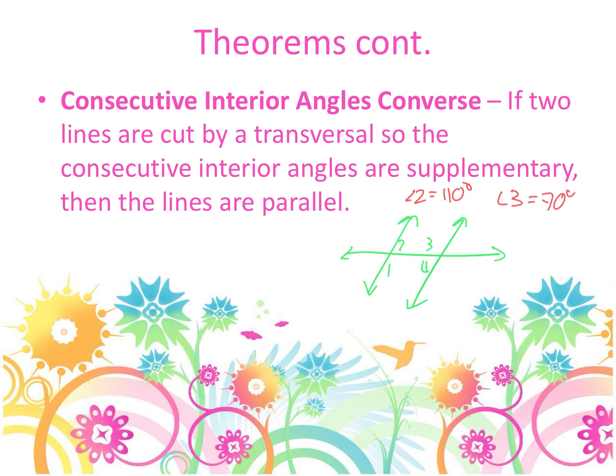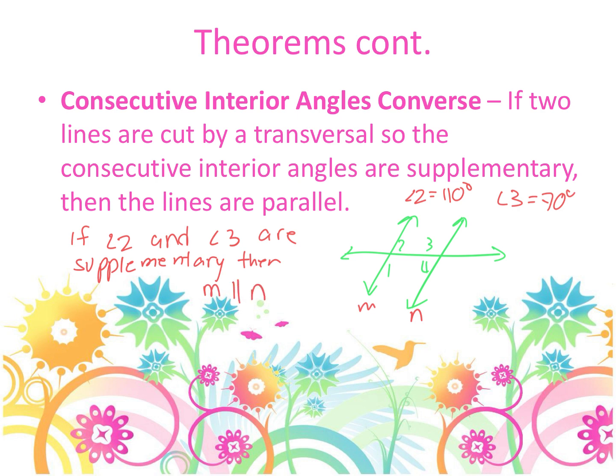So what this is saying is if angle 2 and angle 3 are supplementary, then lines, let's name them M and N, line M is parallel to line N. I hadn't named them, but after I did, that's what it's saying. If the two angles equal 180 after being added, then the two lines are parallel.